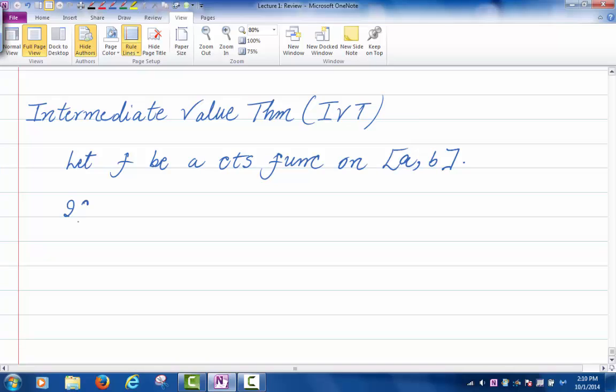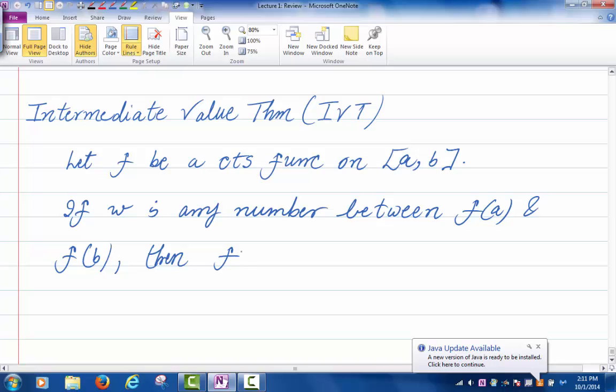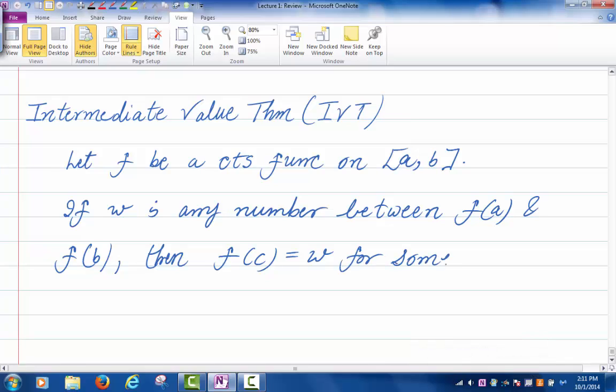If w is any number between f of a and f of b, then f of c is equal to w for some c between a and b.